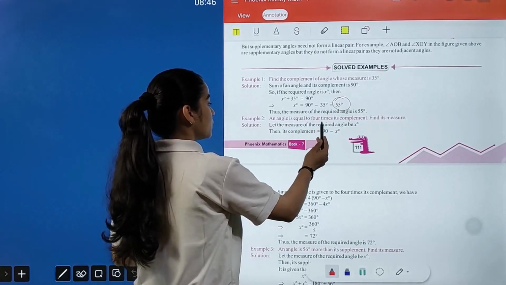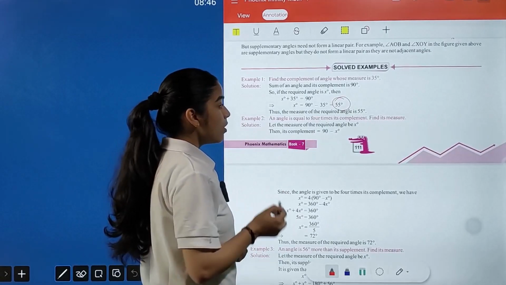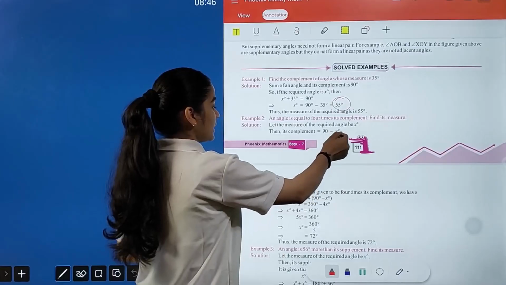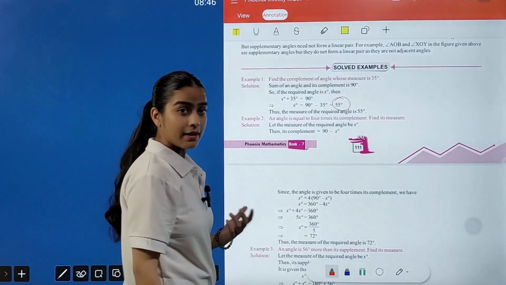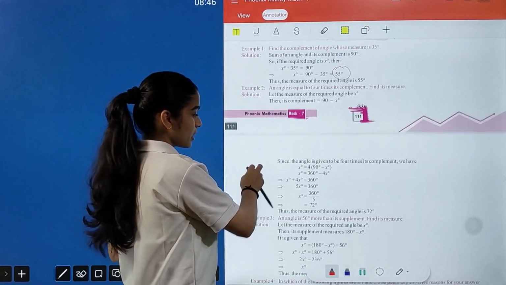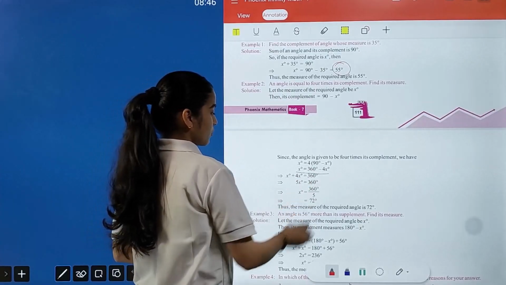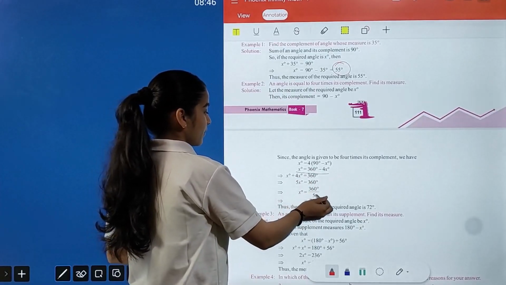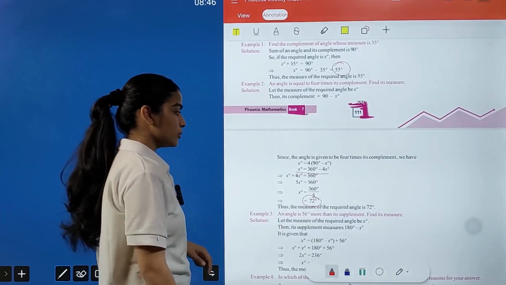An angle is equal to 4 times its complement. Find its measure. So it means 90 minus x, multiplied by 4, and you will get your answer. So further you solve it. So what will you get? 360 by 5, which is equal to 72 degrees.